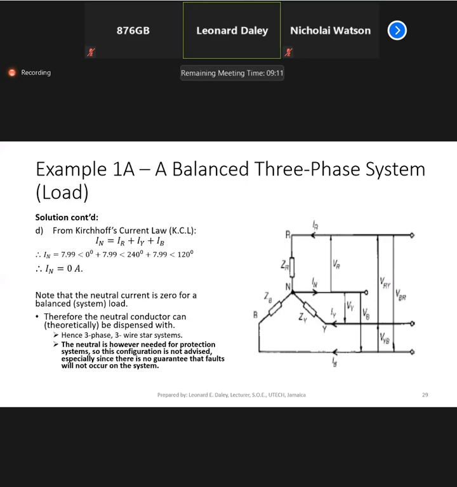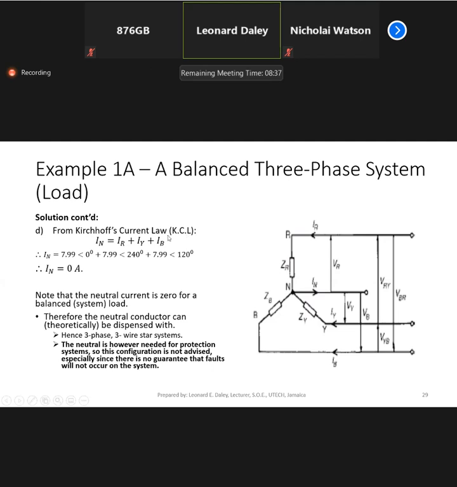All right, so the final question was to calculate the current in the neutral conductor. Now this is where you get back to your networks, and we look at current going into this node. Current going into this node is IR and IB and IY, and current leaving this node is IN. So we use Kirchhoff's current law to work out the current in the neutral conductor.